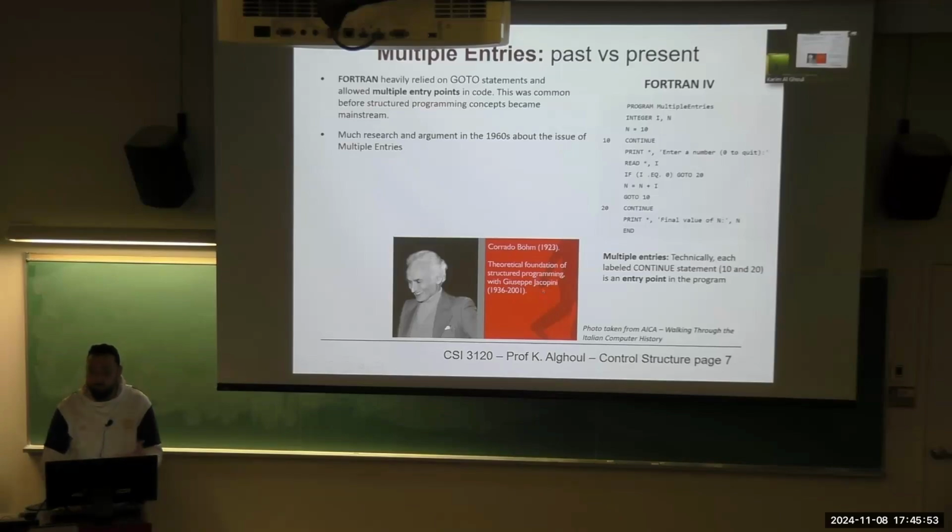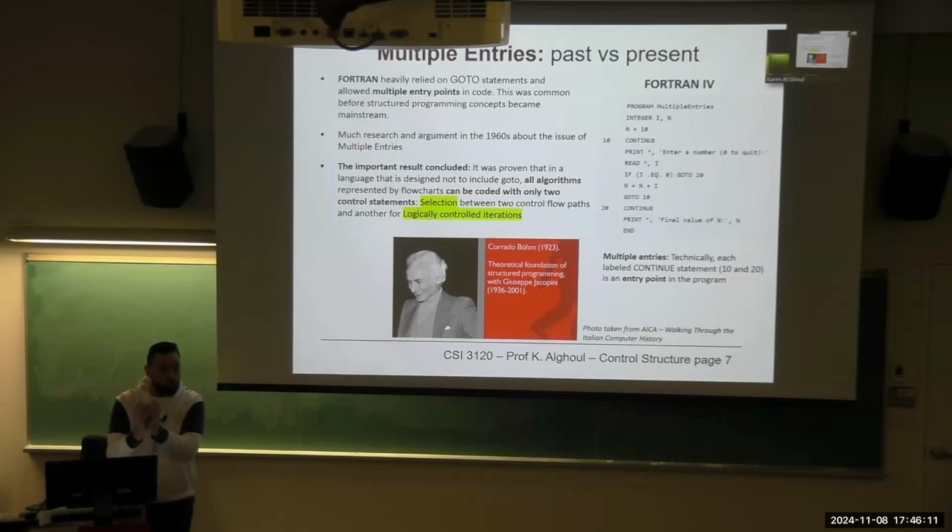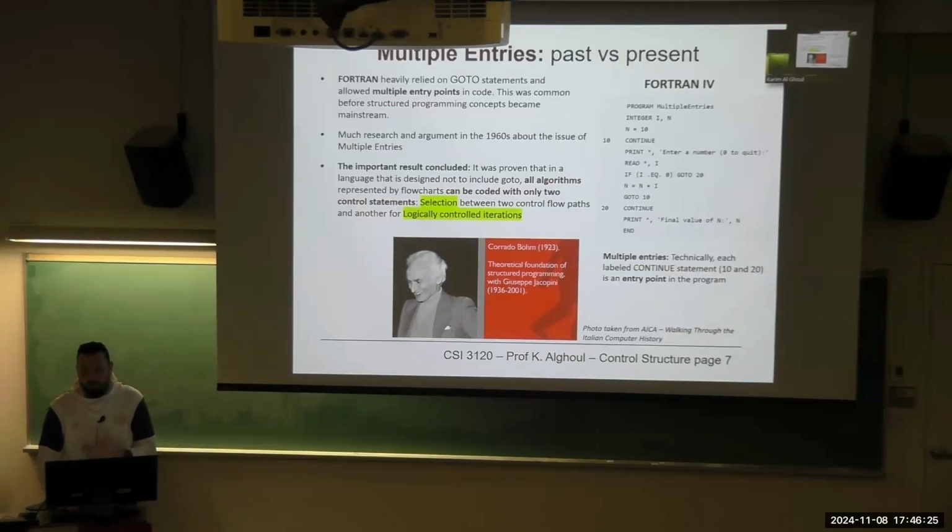This is actually a theorem where they were able to prove that if you don't include the goto in a language, then all algorithms represented by flowcharts can be coded with only two control statements, selection and iteration. So if we get rid of the goto, then we can have everything represented by either a selection, which is the if conditions, or an iteration. So we solved a big problem. It made things much simpler for us.